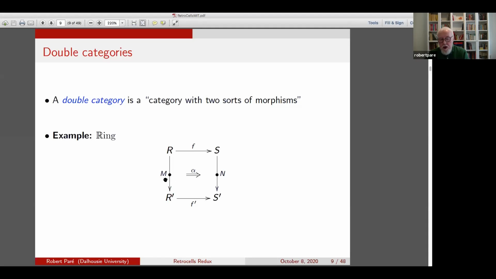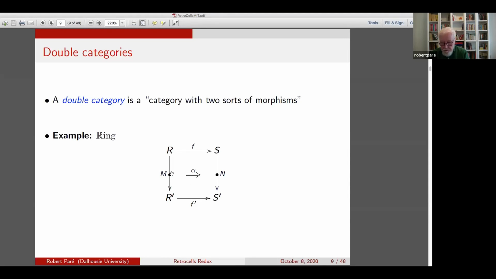These double cells, in this particular case, are linear maps. It's a function from M to N that preserves addition, and it preserves multiplication by scalar in the only way that it can, once you factor in the f and the f prime. Another way of putting it is you take this S' S bimodule and move it back to an R' R bimodule by restriction of scalars. So this is the double category of rings.